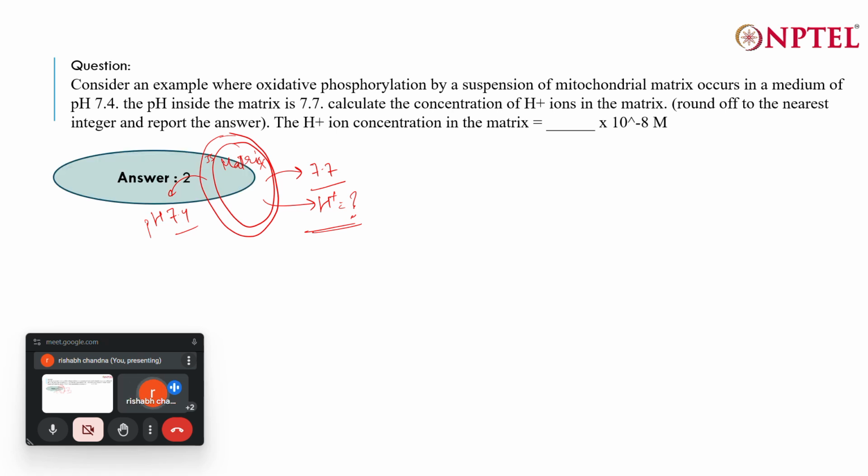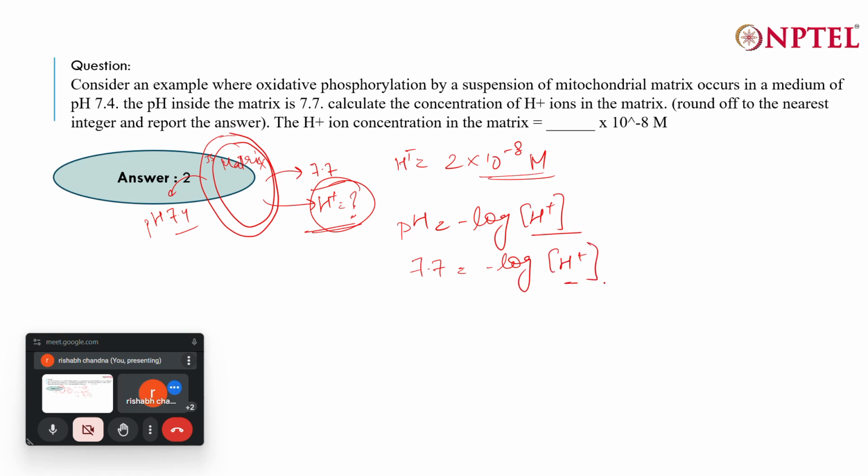Okay, so the correct answer is 2. That is, the hydrogen ion concentration is 2 into 10 to the power minus 8 molar. So how to calculate it? Basically the pH formula is negative logarithm of H plus ion concentration, and we have to calculate the hydrogen ion concentration in the matrix. So pH of matrix is 7.7. Now simply we'll put 10 to the power minus 7.7. So this would give us a value that is 2 into 10 to the power minus 8 molar.